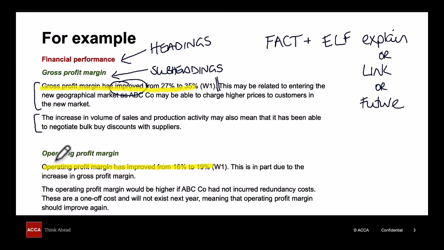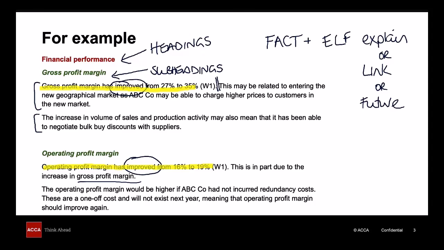What about link? If you drop down to operating profit margin, the operating profit margin has again improved, is a better word than increased. This is in part due to the increase in gross profit margin. So that is my link. The idea with link is you link to another part of the financial statements or another ratio.